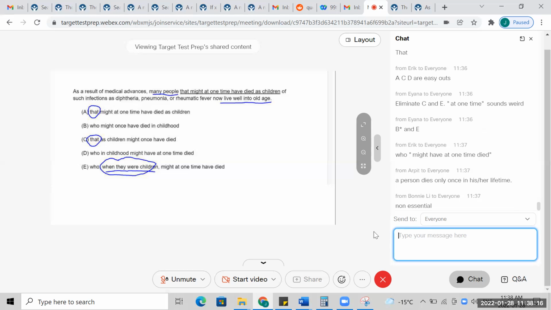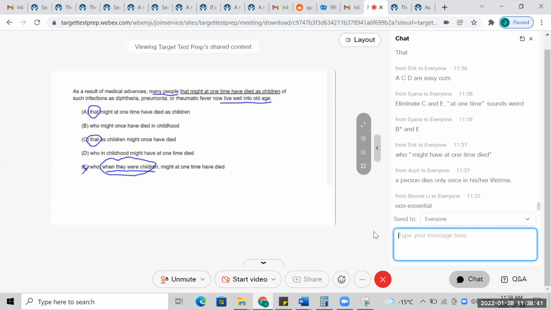We read the very last part of the non-underlined portion to see that, wait, they didn't die when they were children. They lived into old age. So this read literally says when they were children, they might at one time have died one time, and now they live into old age. Doesn't make any sense. E is out. Read literally. Okay.